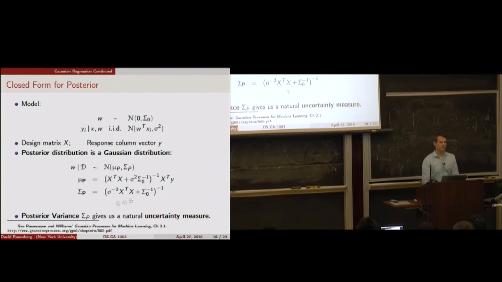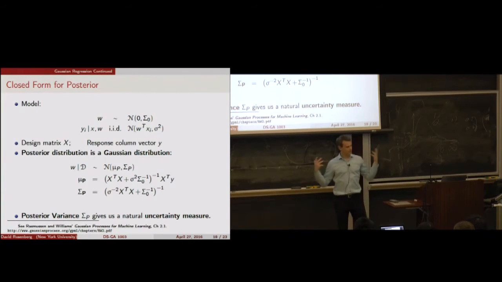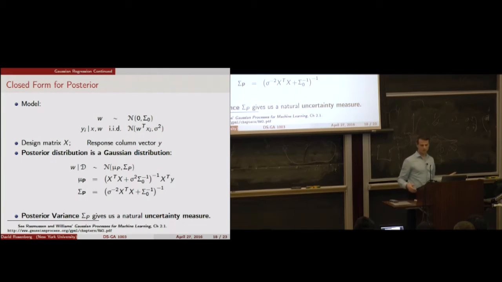sigma p gives us some measure of uncertainty in our W, in what we know about W. So if our posterior variance, sigma sub p, it's a covariance matrix. So if it had small eigenvalues, or if it were diagonal, it won't be, but if it were diagonal and the entries were very small, then this would be a small variance, which would mean we're very certain about W.